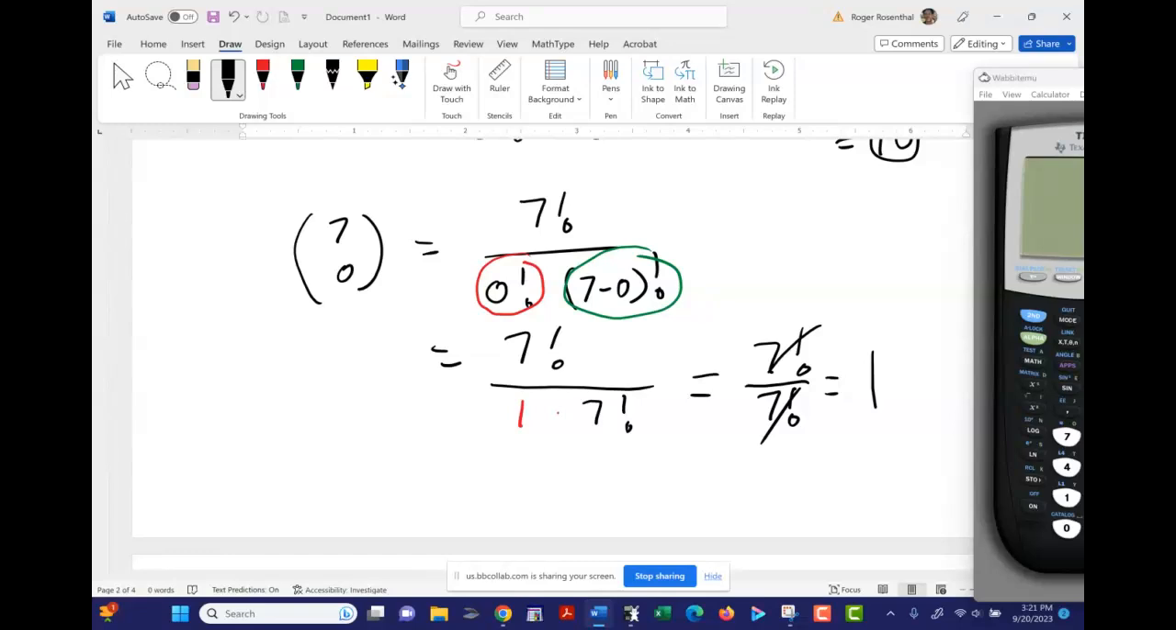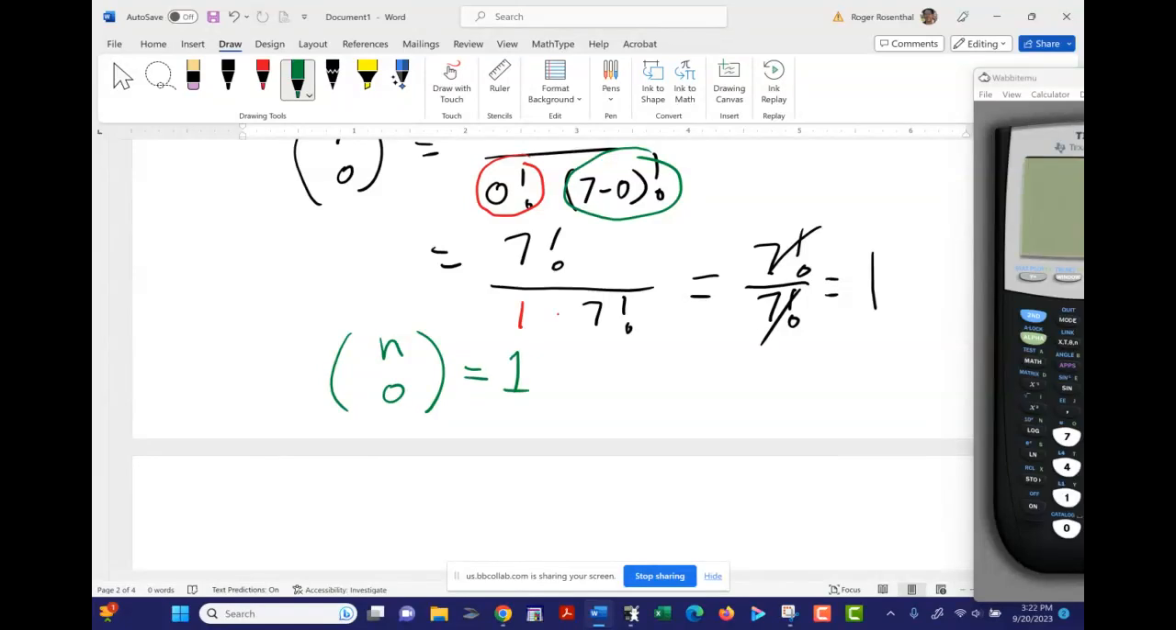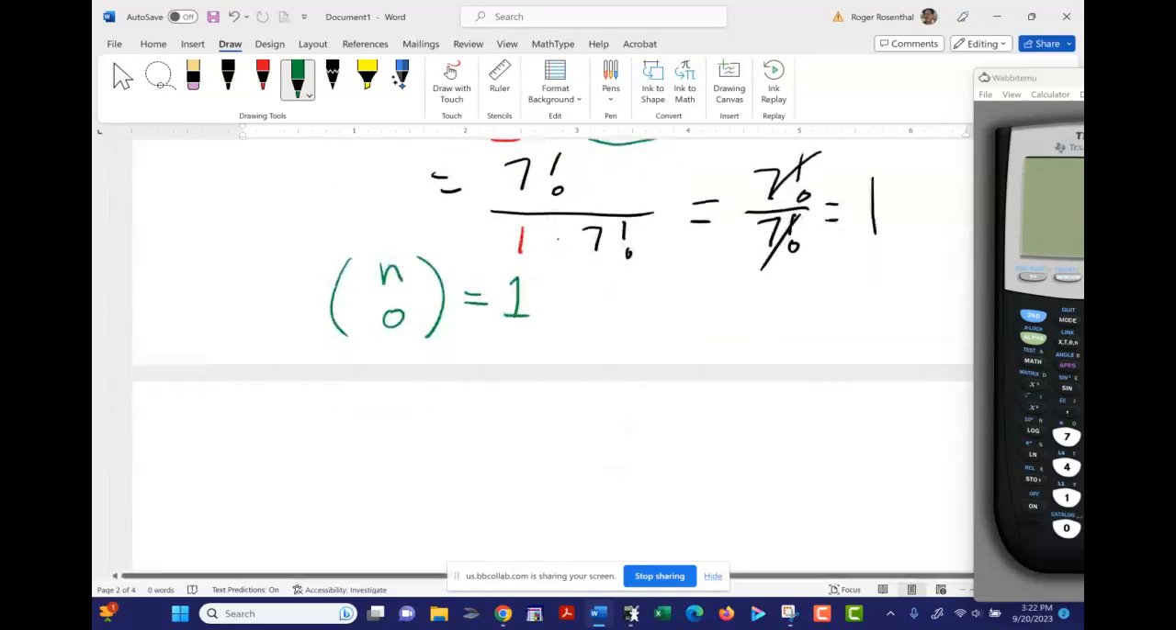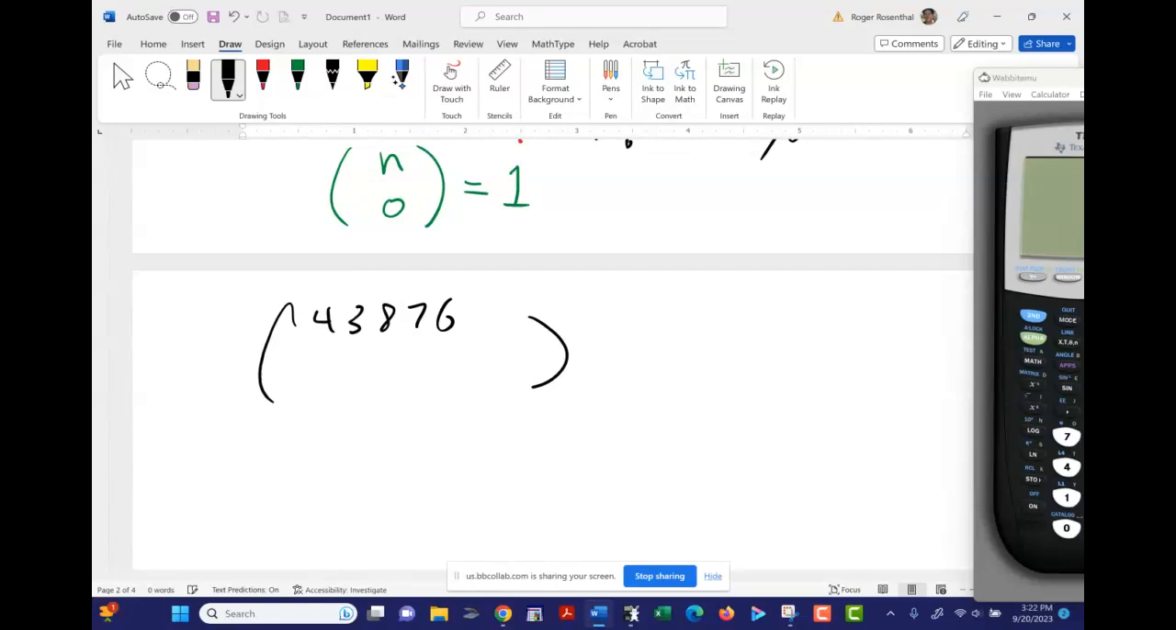In fact, it turns out that will always be true. Here's what I mean by that. If you ever have any number on top and 0 on the bottom, that thing is always equal to 1. For the same reason this one turned out to be 1, that will always be equal to 1. So for example, if I ask you for 43,876 choose 0, the answer is 1.